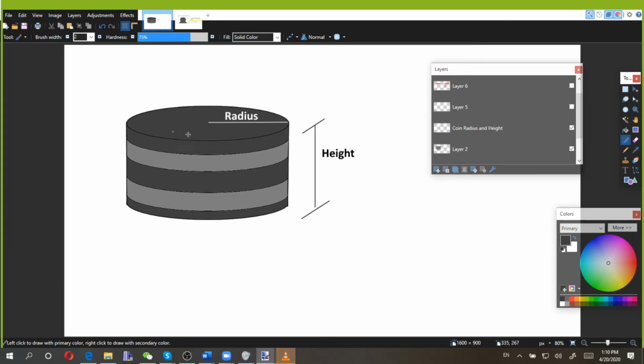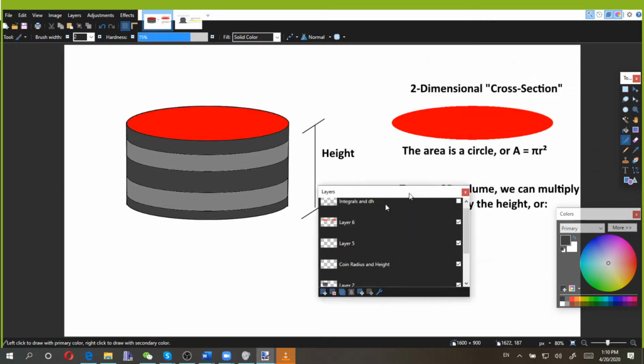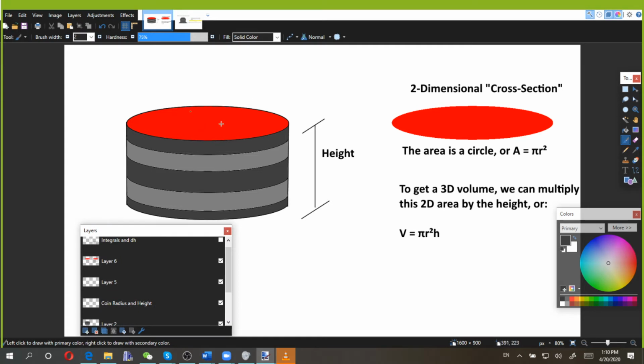And then each coin has an area, which is a circle. So that circle would be an area of pi r squared for this two-dimensional red space. So if I wanted to put all of that together, I could say that our volume is pi r squared, our area, times our height, where h is our change in height from the top to the bottom.